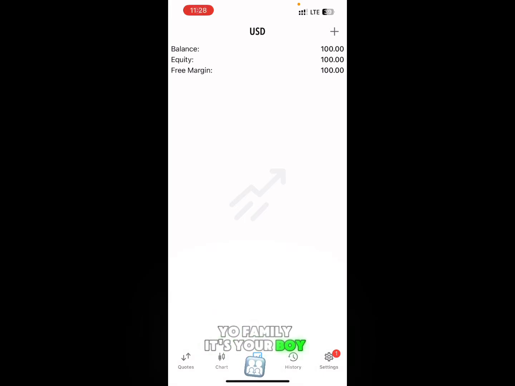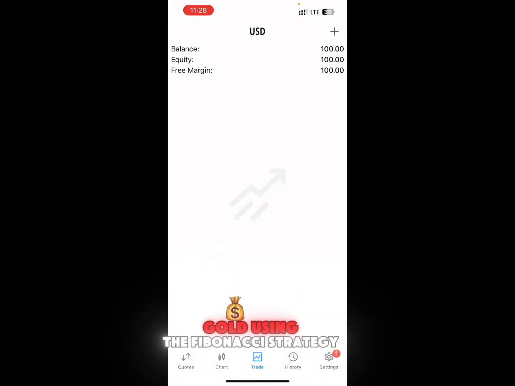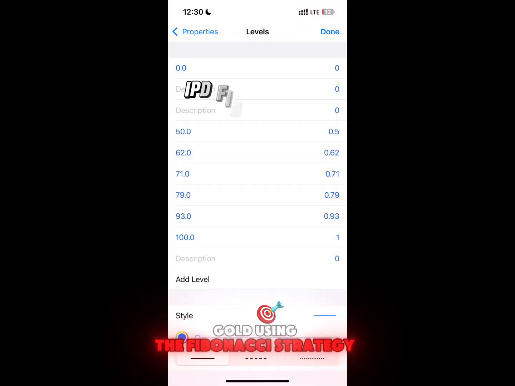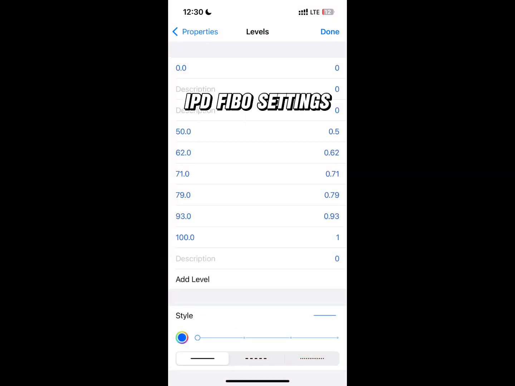Yo family, it's your boy XAUKING, and today let's try and sell gold using the Fibonacci strategy that I normally use. Let's see what happens, how much we can make, and how big we can go on this. Remember, it's $100, so we're only gonna use 0.01s for entry. Nothing bigger than that. Let's go. Let's try and do this again, man.